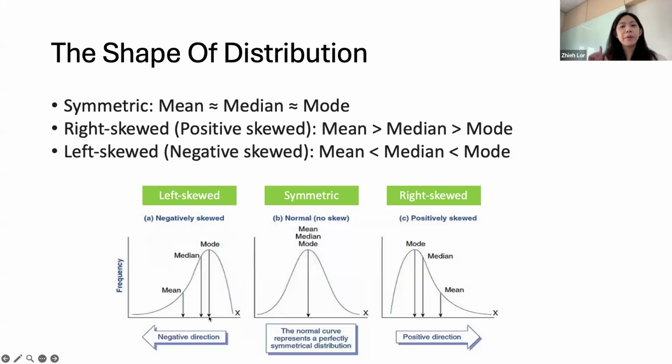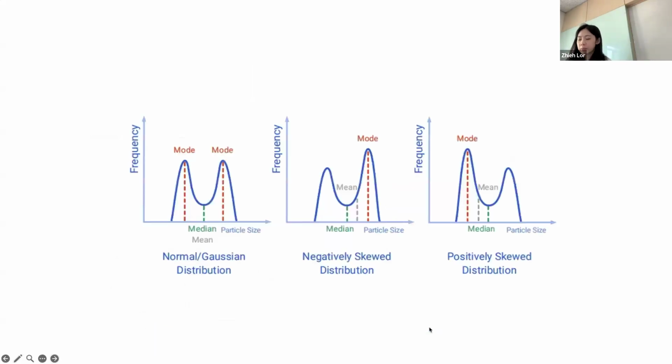Mode is always at the peak, okay, because the mode is the one that keeps coming up. The occurrence is high, so the mode is always at the peak here. The peak is the mode, and the median will be the central value. And then you will have to see how your mean score turns out. The other way is the same thing. If you have the bimodal, then it will be similar.